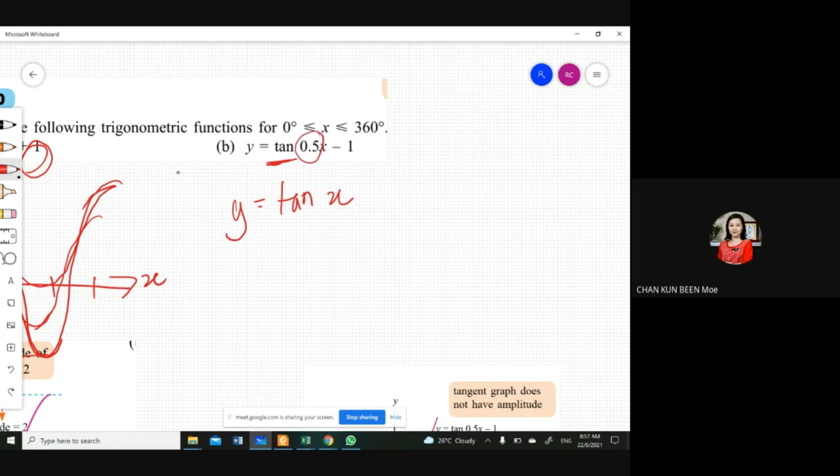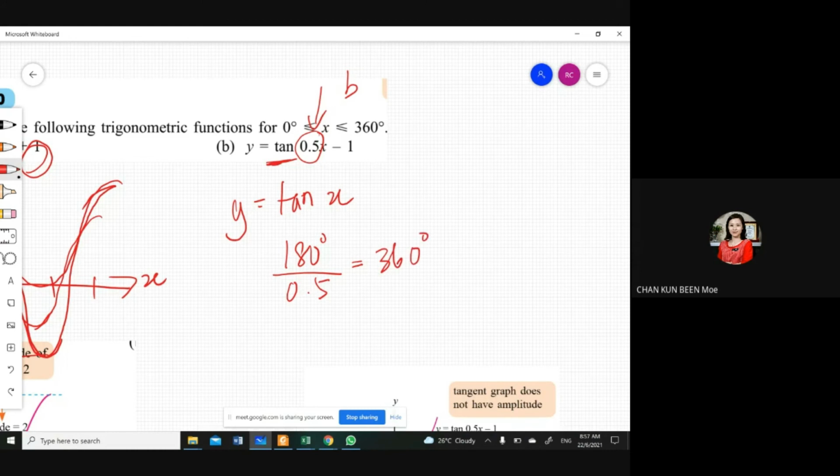Remember, when the value of b changed for tan, one whole period is from 0 to how many degrees? 180. Very good, 180. So 180 divided by 0.5, we are going to get the period, 1 period. So it's equal to how many degrees? 180 divided by 0.5 means 180 times 2, right? So the answer is 360.